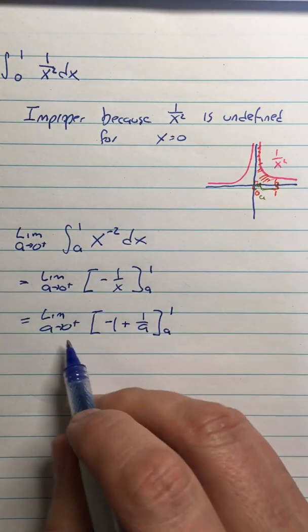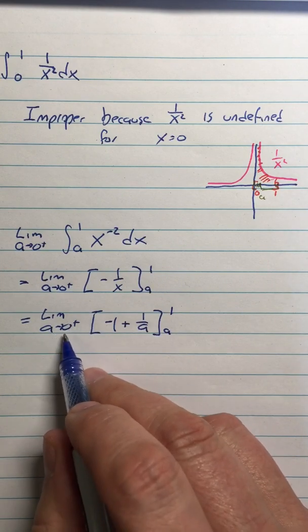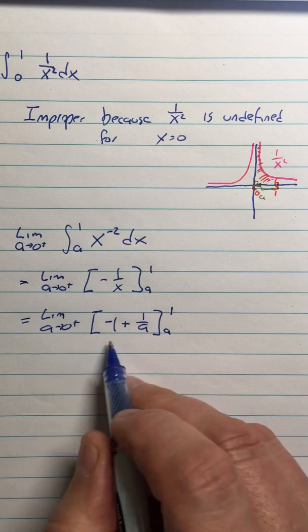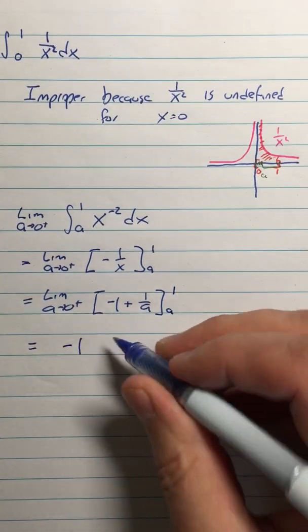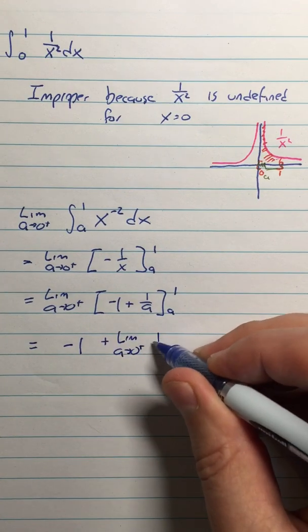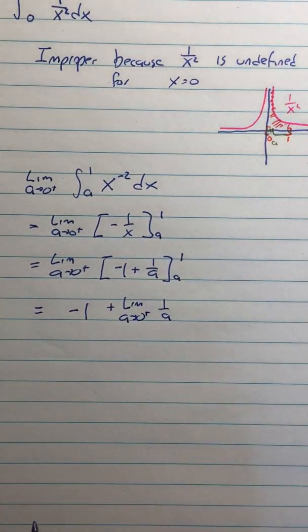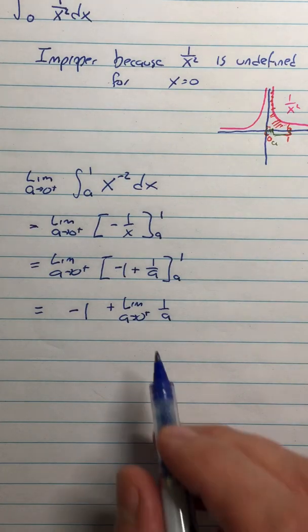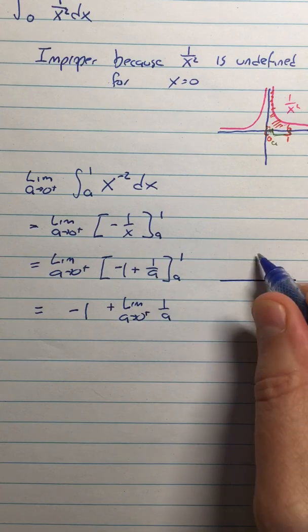And then, the limit doesn't really affect the -1, right? I could split this up as the limit as a approaches 0 from the right of -1, but the limit as a approaches 0 from the right of -1 is just -1. So that's -1 plus the limit as a approaches 0 from the right of 1 over a. So over here we have a limit that we need to think about in various ways. One of the clearest ways to think about a limit like this, well, we can think of it a couple ways. We can think about it graphically.